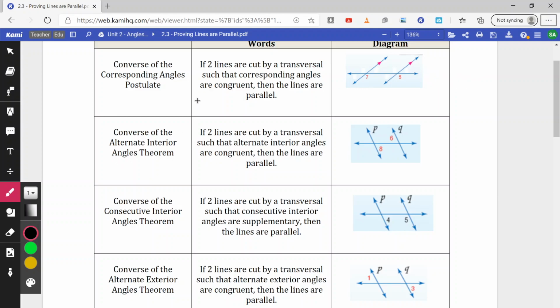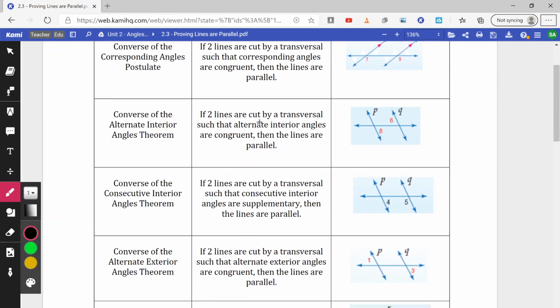Again, corresponding angles are if we got two lines cut by a transversal and corresponding angles are congruent. Converse would be I have two corresponding angles that are congruent, therefore the lines are parallel. Same with alternate interior. If I have two parallel lines cut by a transversal, alternate interior angles are congruent. Going backwards, it's saying if I have two alternate interior angles that are congruent, the lines are therefore parallel.